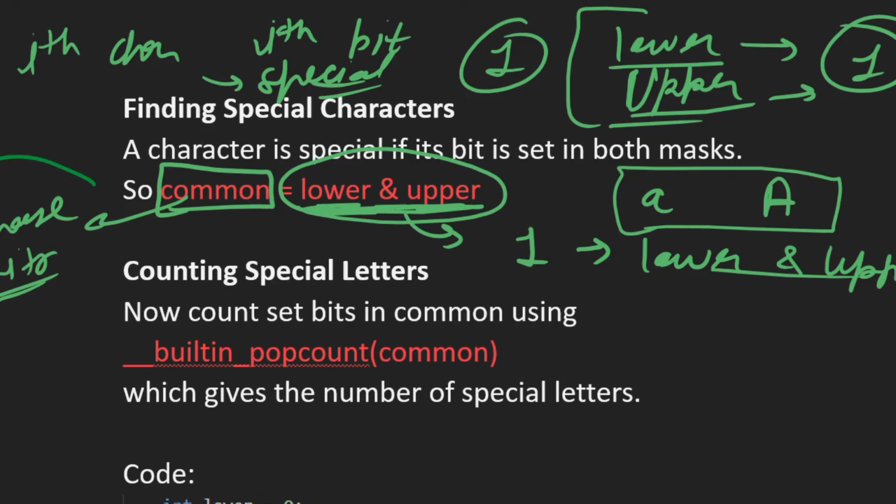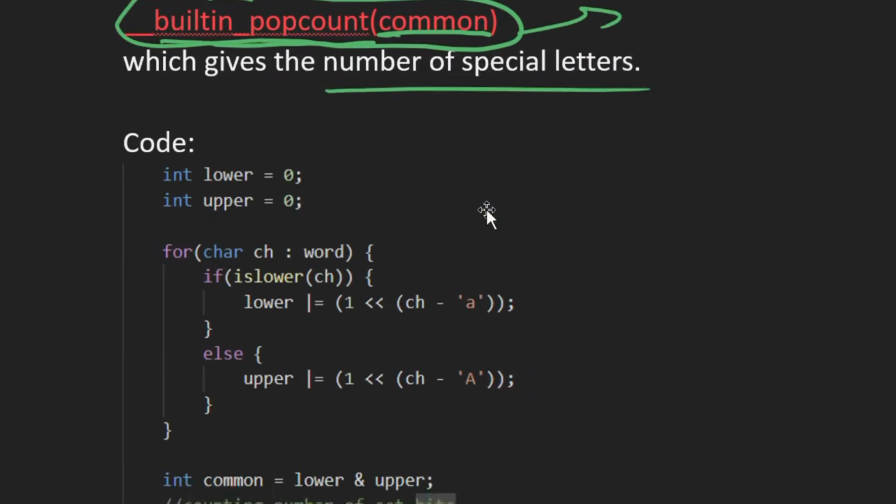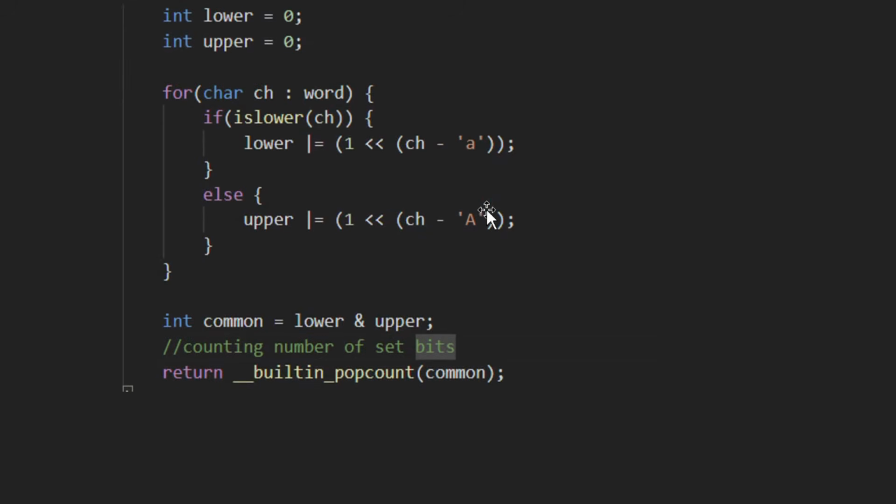Now we need to count these bits. For counting these bits we will use the built-in popcount function and pass our common variable. It will give us the count of set bits, which is the number of special letters present in the word, and that is what we want. So let's move to the code part.